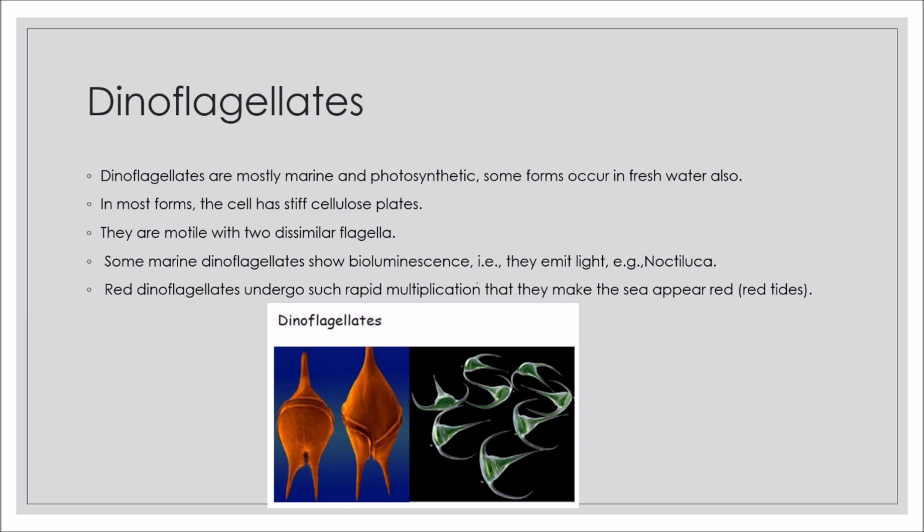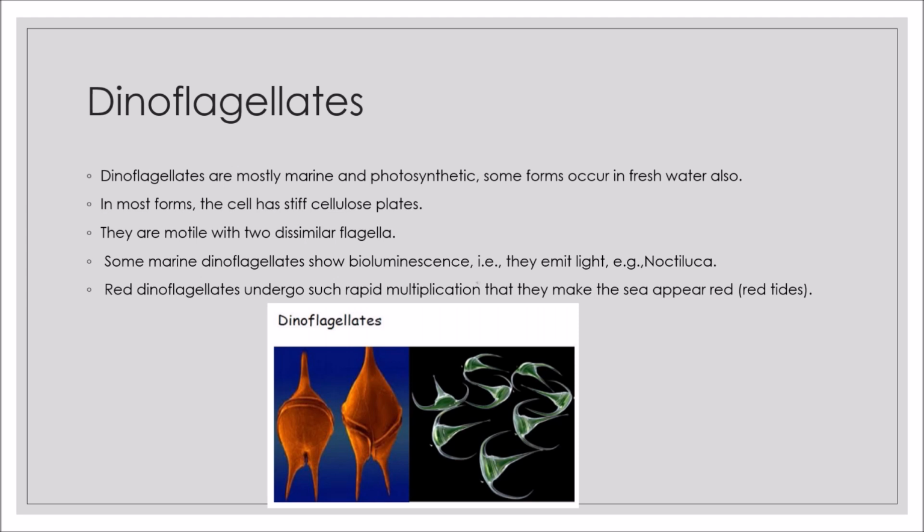In most forms, the cell has stiff cellulose plates. So the cell wall is made up of cellulose only. On these cellulose plates there are some stiff projections, and they can move. They are motile with two dissimilar flagella. So these dinoflagellates have two flagella, and flagella are used for movement of the cell.